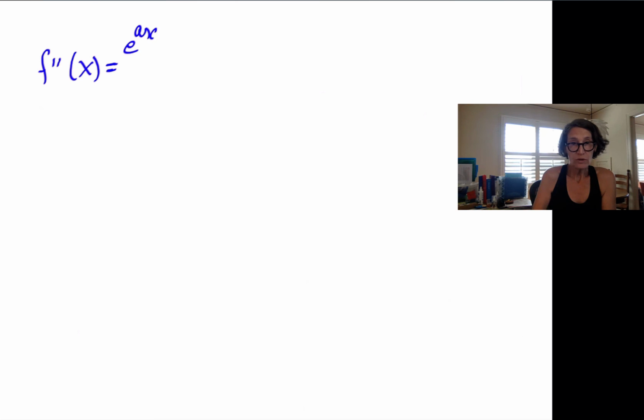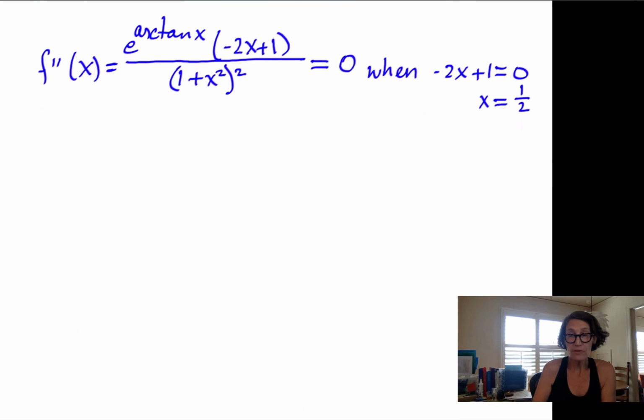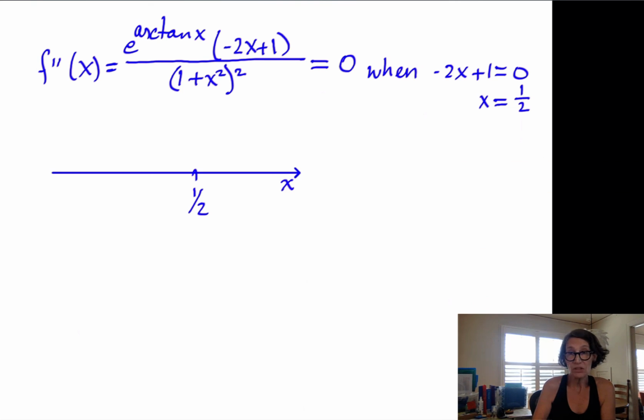So the second derivative, once again, is equal to 0 only when the numerator is 0, and that's only going to happen when negative 2x plus 1 is 0, and that's only going to happen when x is 1/2. So let's make a sign diagram for the second derivative to check the sign on both sides of this place where it's equal to 0. If x is less than 1/2, say x is 0, that means the second derivative is going to be positive. And if x is greater than 1/2, say x is positive 1, then we plug positive 1 in and we get a negative second derivative.